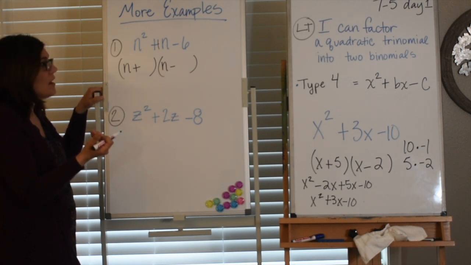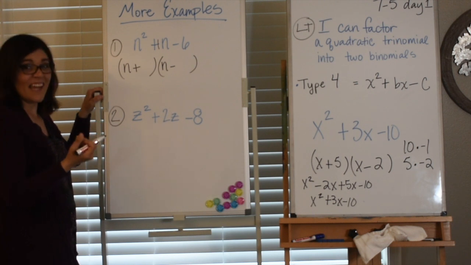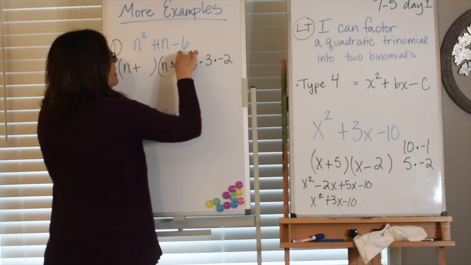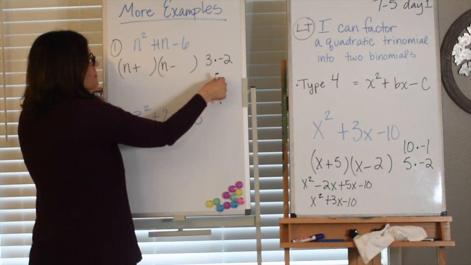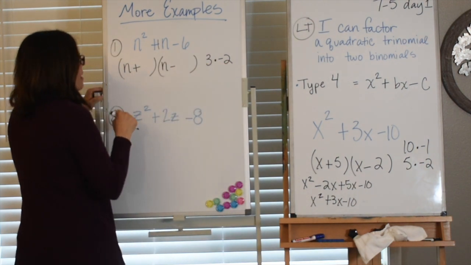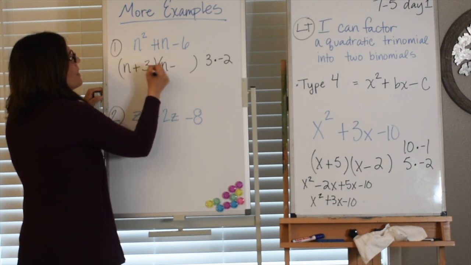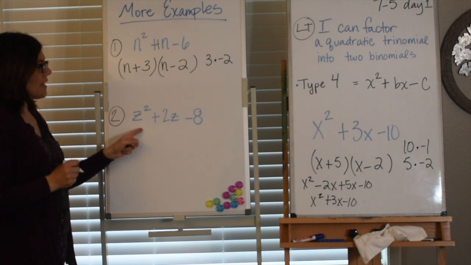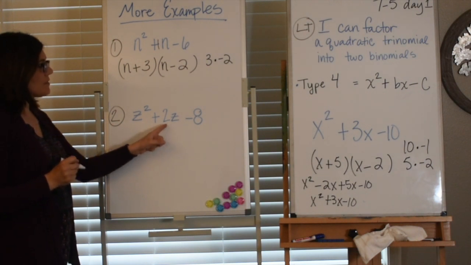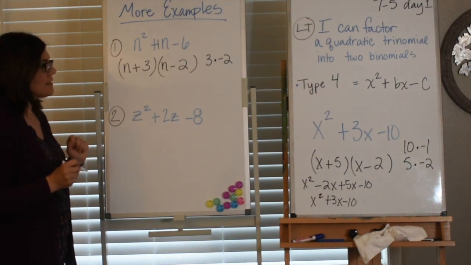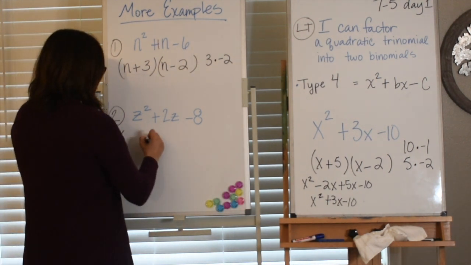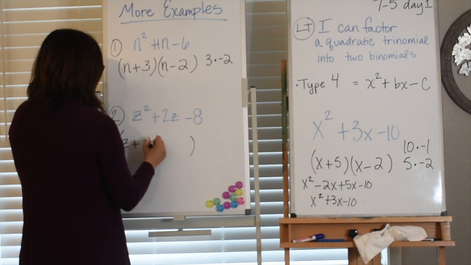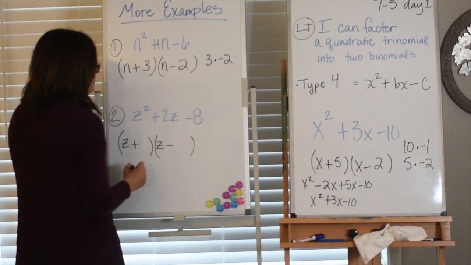Well, that's going to be 3 and negative 2, because 3 times negative 2 is negative 6. When I add them together, I get a positive 1n. So it's going to be n plus 3 and n minus 2. Okay? We're on to our last one here. Z squared plus 2z minus 8. I know that I'm going to have two binomials that look like this. Z plus something, z minus something.